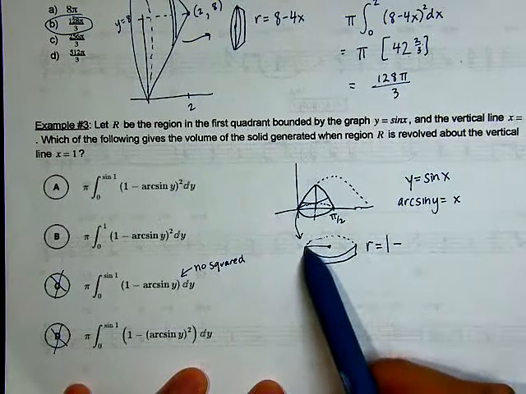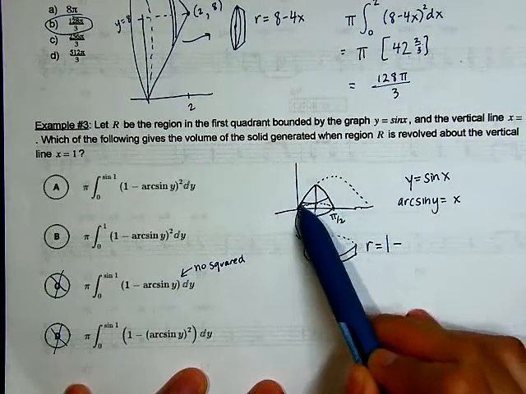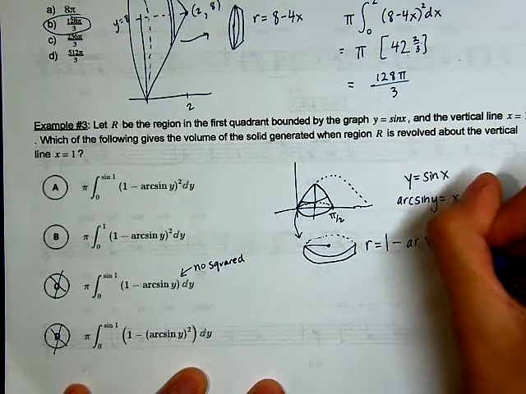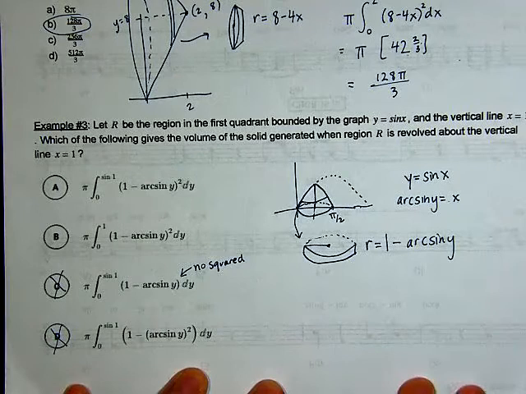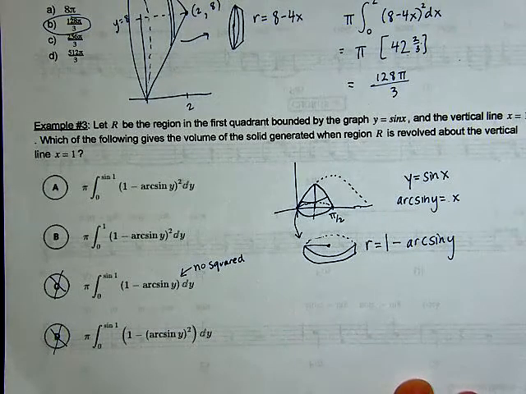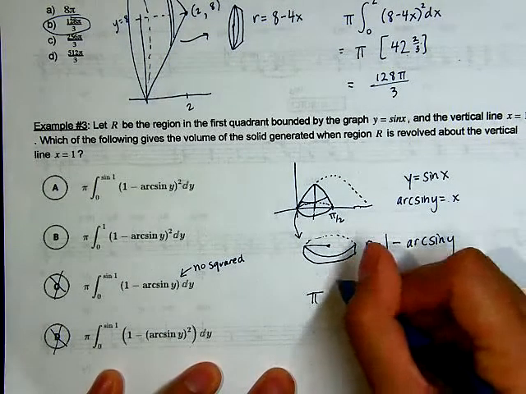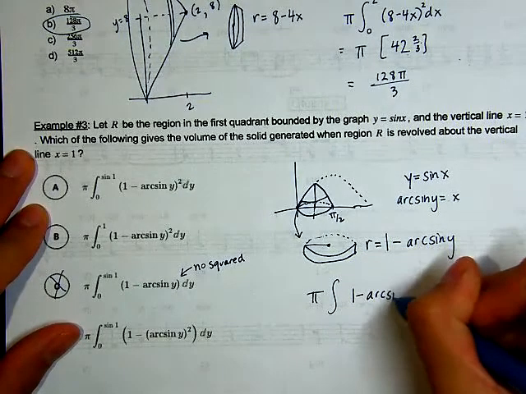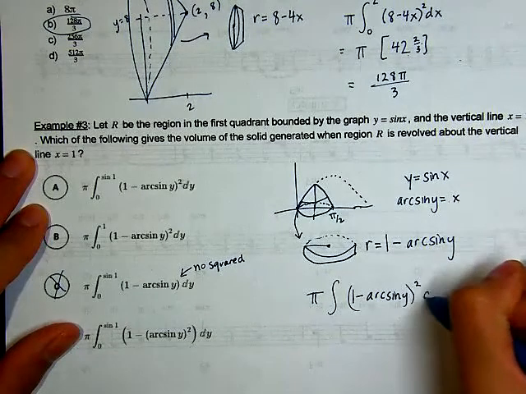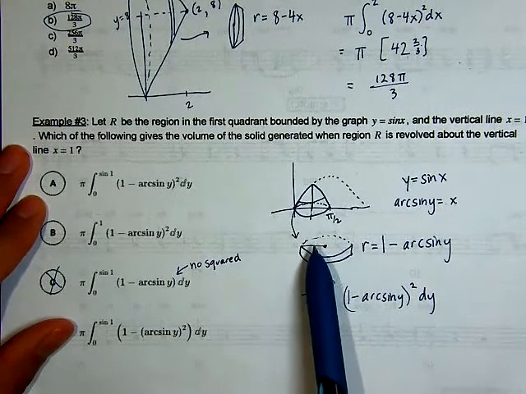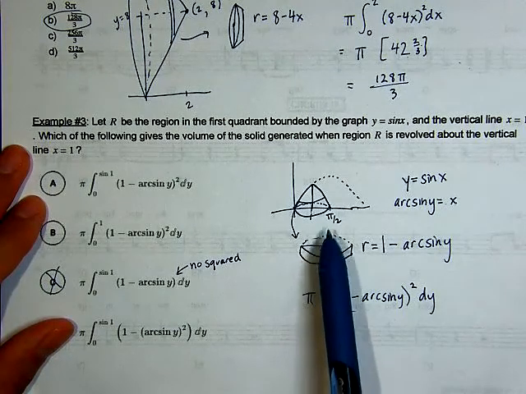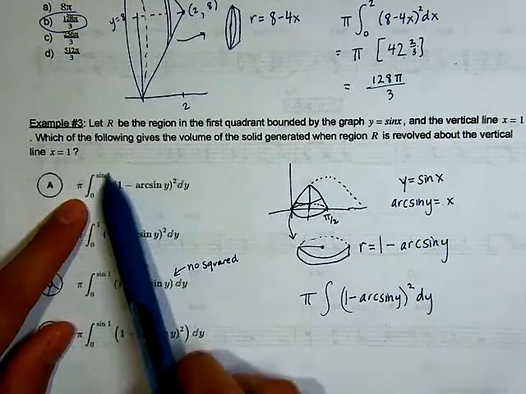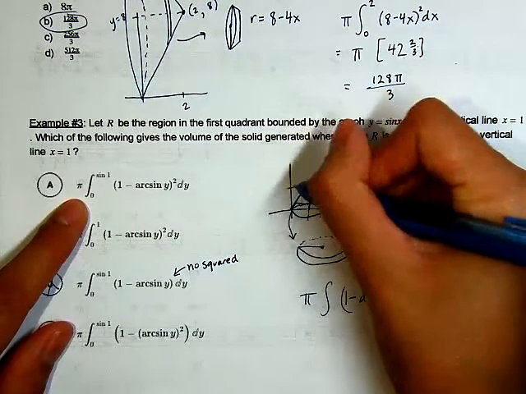So you'll notice this curve, instead of calling it y equals sine x, I can now call it x equals arcsine of y. So I'm going to have 1 minus arcsine of y. So that is my radius. And now I just need to figure out my limits. We can see here A and B both have that same radius. So here, the question is, should I look at the x-axis, which would be answer B, 0 to 1, or should I look at the y-axis, 0 up to sine of 1?